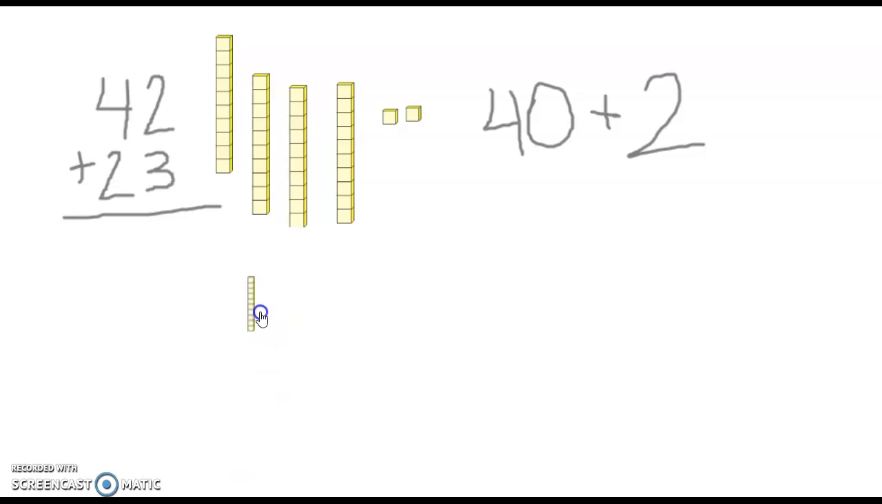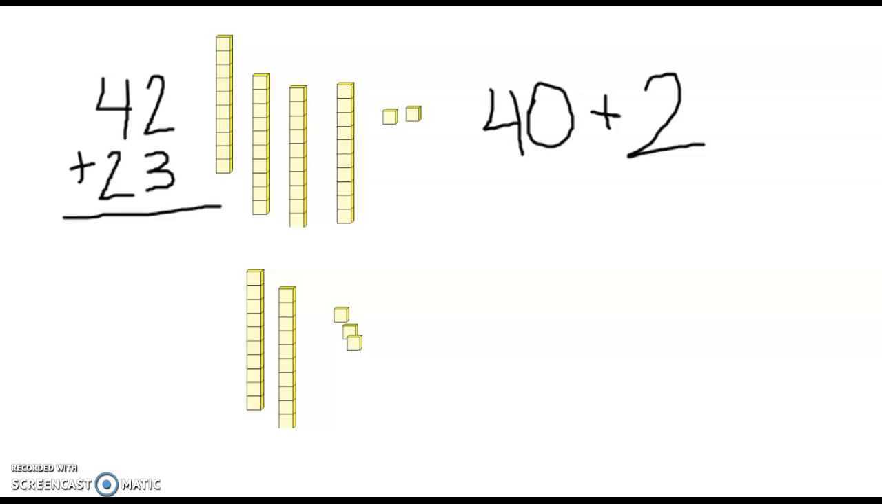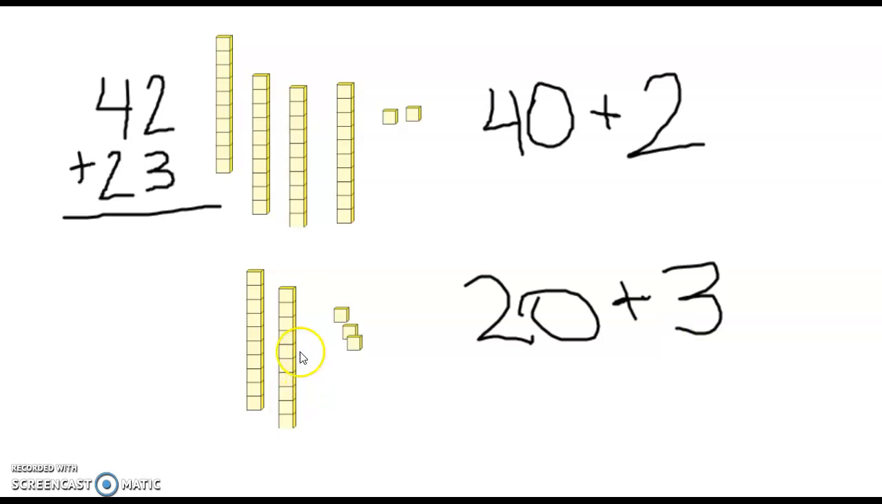Now for 23. 23 I know is 2 longs, or 2 tens, and 3 cubes. If I want to show these base 10 blocks in expanded form, I would write 20 plus 3. Now I'm going to combine all the blocks together.